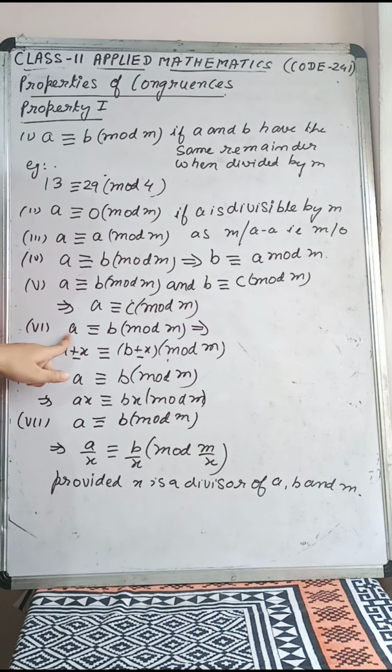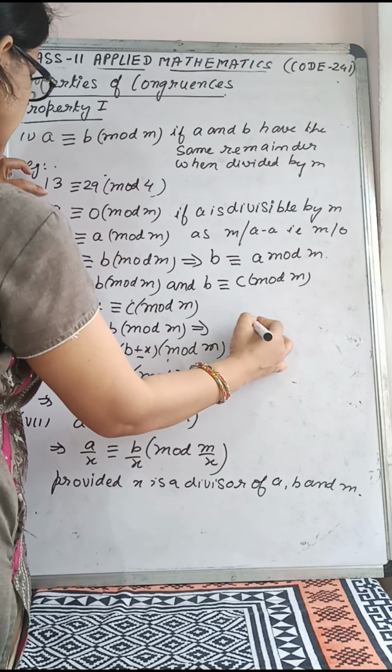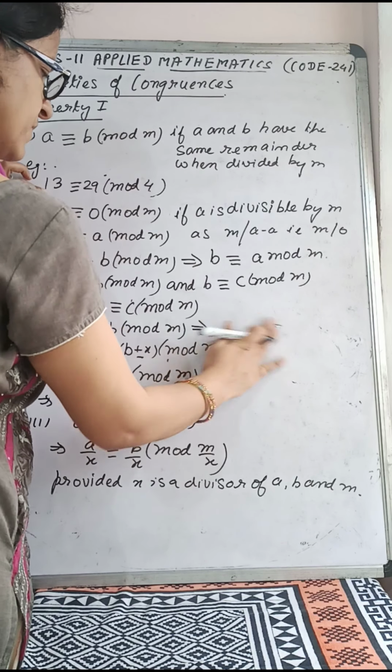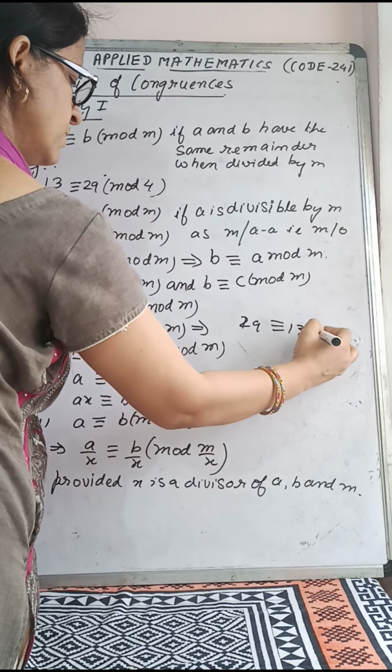Now next: A is congruent to B modulo M. If I add or subtract the same number to A and B, the same relation will hold. That is, if A is congruent to B modulo M, then A plus or minus X is congruent to B plus or minus X modulo M. You can take an example also. The same example I am taking here: 29 is congruent to 13 modulo 4.